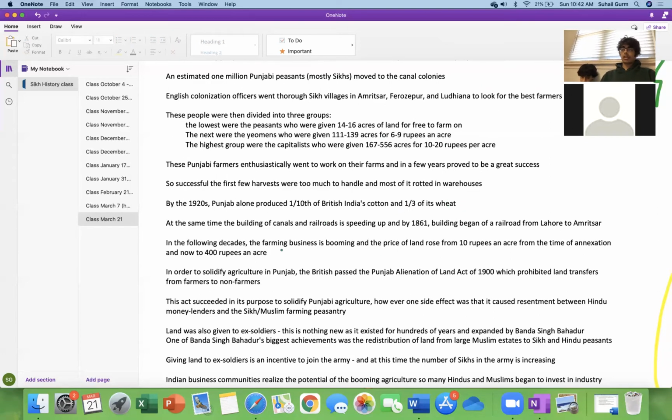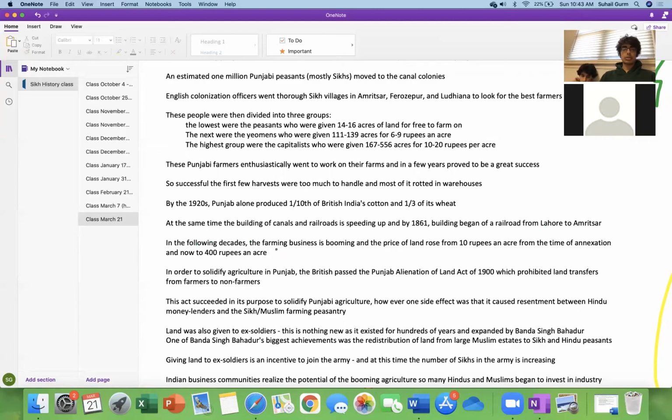And of course, to support all this farming, all the crops and all these things that are coming, the British also have to speed up their building of the canals and railroads so they can transport all this stuff. So the building of canals and railroads is speeding up. By 1861, they even started to begin to build a railroad from Lahore to Amritsar, which is important because those are like the two biggest cities in Punjab, pretty much all of India, kind of. So it's important. A railroad connected the two cities. It's a very good guess to say that it's going to be used a lot.